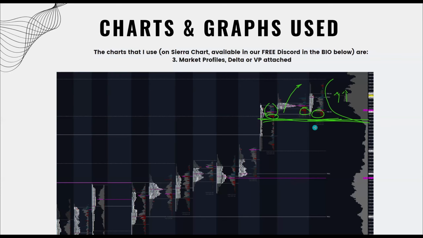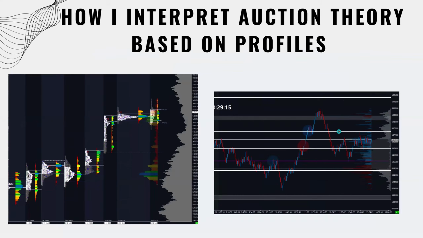So I've made a lot of videos on Delta. You can go check those out. Now, this is another tool that we can use in engaging our auctions and our market activity. So how can we interpret auction theory based on the profiles?